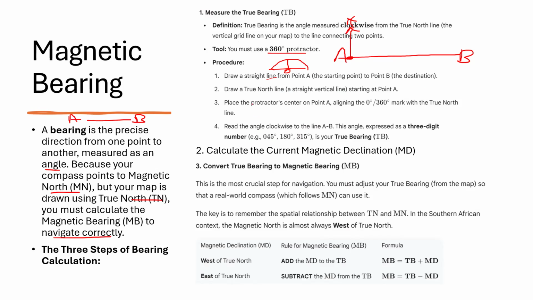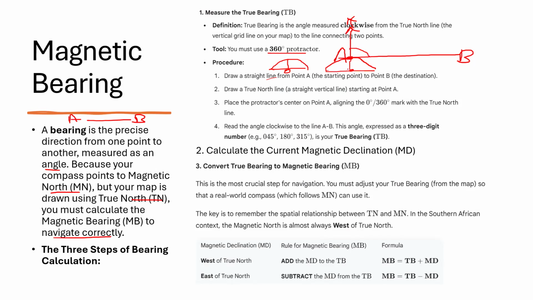All right, and then place the protractor center on the point A, aligning the 0 degrees or 360 mark with the true north. I'm not doing that to scale. This will be your protractor, and then read the angle clockwise to the line AB. Then you'd read that from there to there.